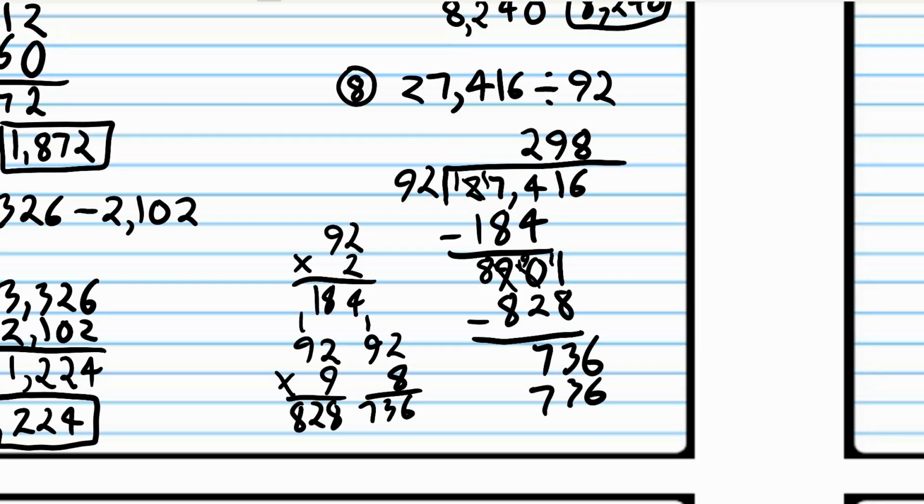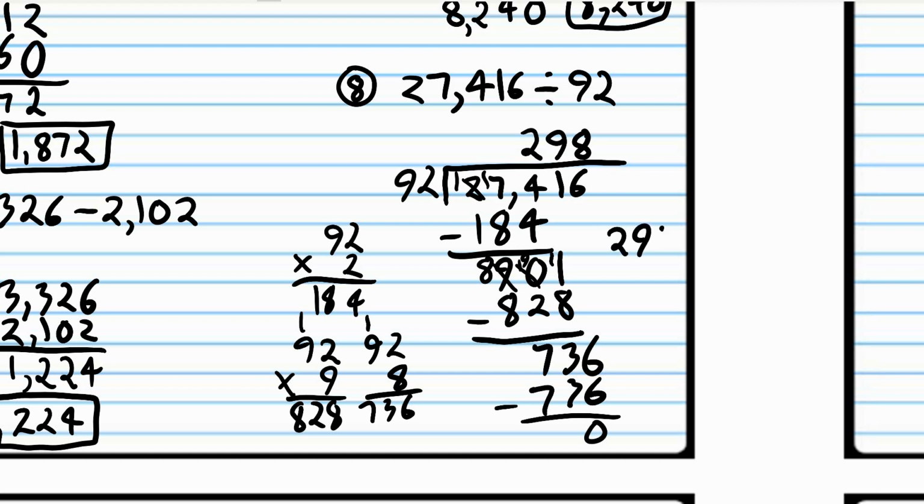So step 1 is figure out that the 8 goes there, figure out how many times it goes in. Step 2, multiply 92 times 8. And step 3, subtract. And 736 minus 736 is obviously just 0. So there's no remainder and there's no more numbers to bring down, so we're done. 27,416 divided by 92 is 298.